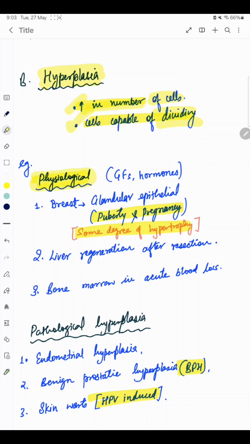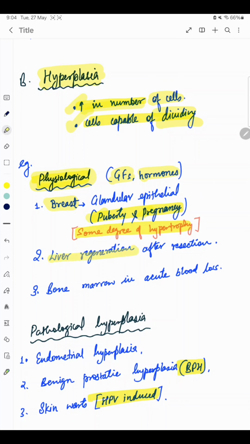Physiological as well as pathological hyperplasia is noticed. In physiological hyperplasia, growth factors and hormones play an important role. An example of physiological hyperplasia is the breast during puberty and pregnancy. A glandular epithelial hyperplasia is noticed in the breast. Along with the hyperplasia, some degree of hypertrophy is also seen in the breast during puberty and pregnancy.